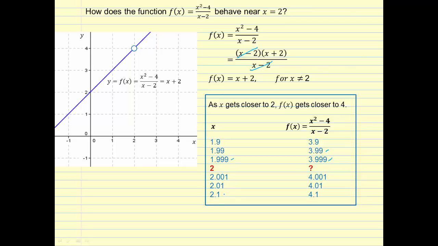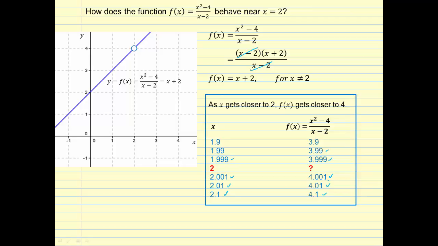If we start at 2.1, x equals 2.1 will give us f of x is 4.1. If we substitute something a little closer, 2.01, we'll get something a little bit closer to 4, 4.01. And finally, if we plug in x equals 2.001, we'll get an even closer value to 4, of 4.001.